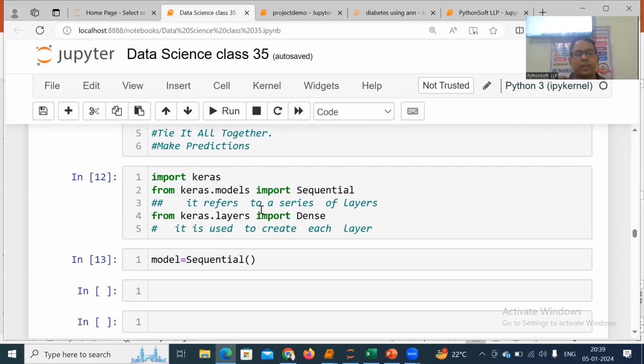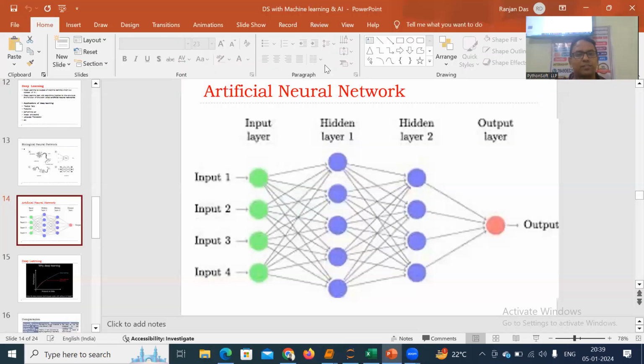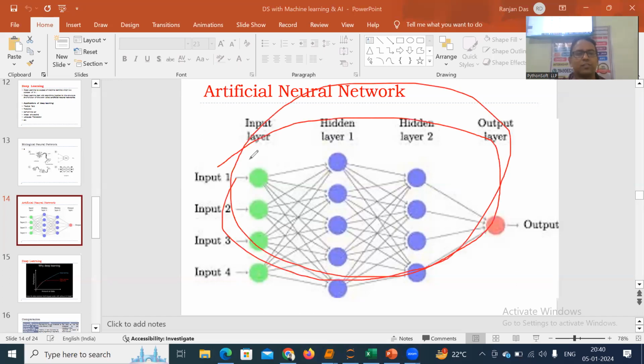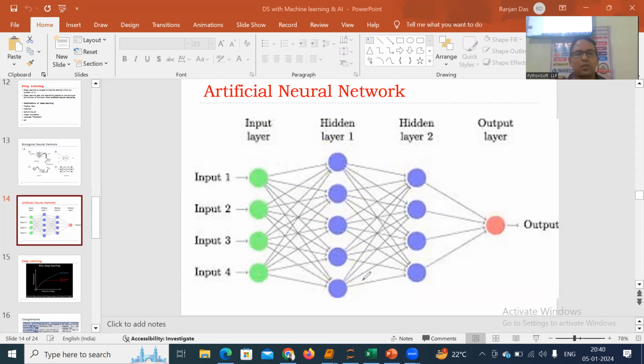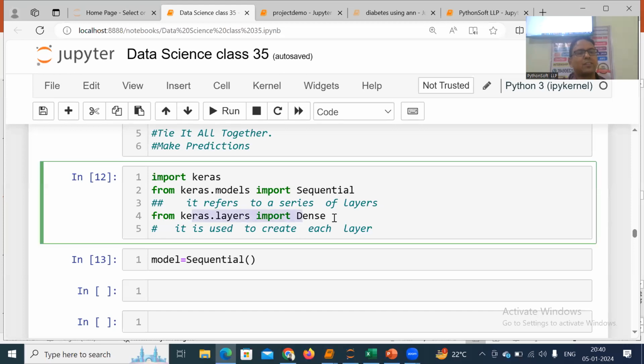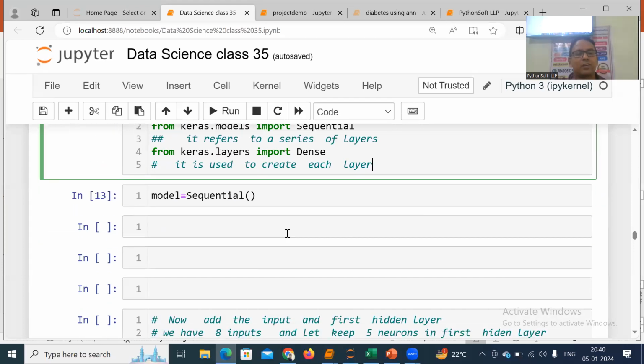First of all, you have to define a Keras model. From Keras.models, import Sequential. Sequential means the collection of all the layers. The collection of all the layers is called Sequential. The entire thing is called Sequential. But to design a single layer, it's called a Dense. It is used to create each layer. Then you create the object: model equal to Sequential.